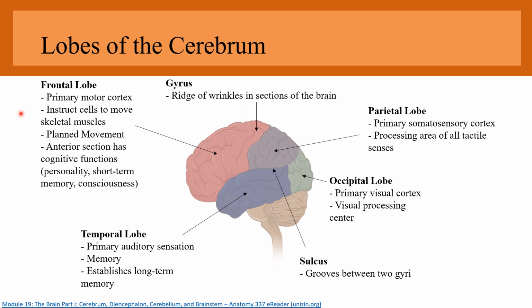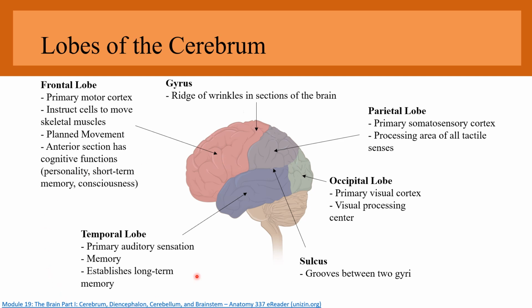So to start, we'll talk about the frontal lobe. The frontal lobe, which is right here, this pink area, is the primary motor cortex and it instructs cells to move skeletal muscles. So it's in charge of planned movement, and the anterior section has some cognitive functions like personality, short-term memory, and consciousness.